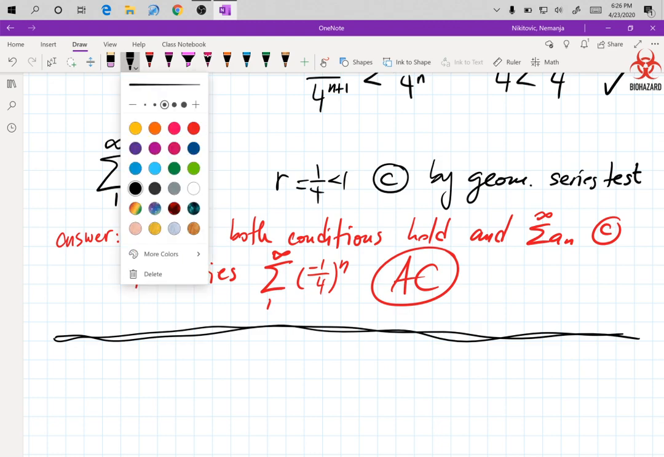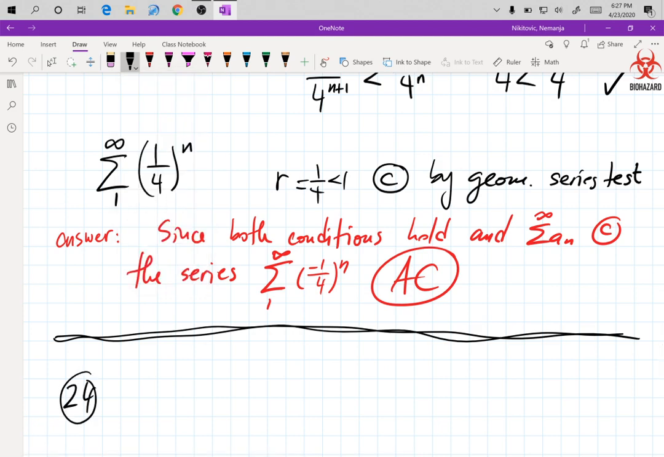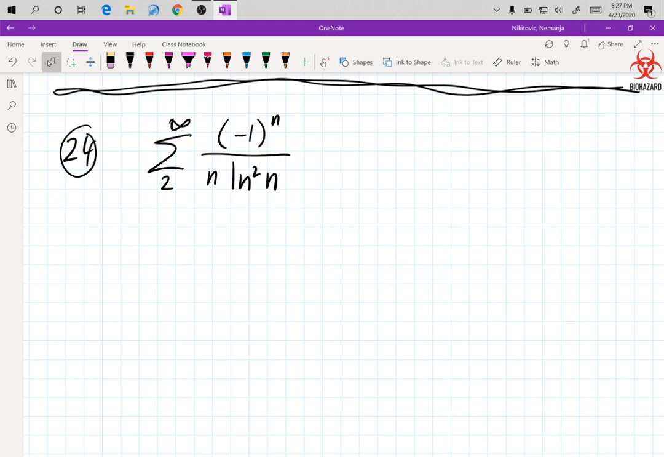Let's take a look at another problem. Say problem 24 from the book. Looks terrifying, which is why I love it. Negative 1 to the k, I'll use n, divided by n, ln squared n, from 2 to infinity. It's alternating series test because it has the alternating term in there, right?